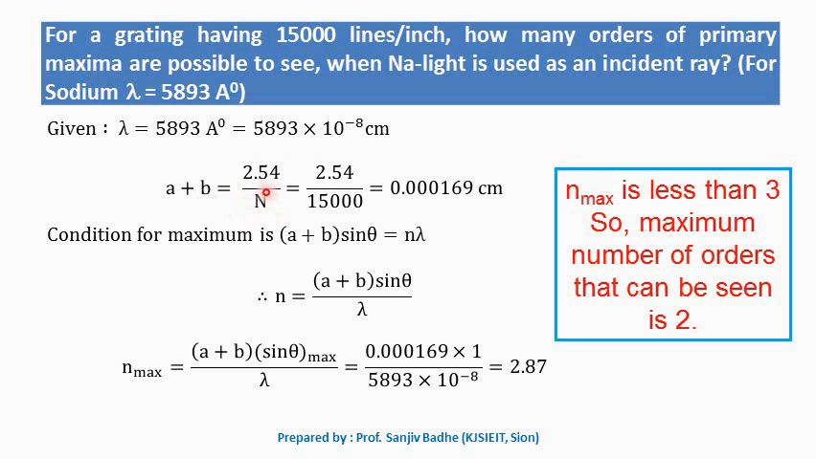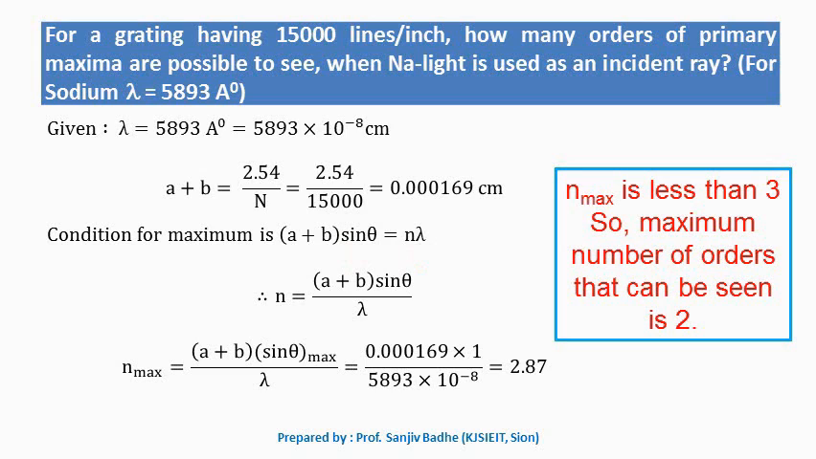N is given, number of lines per inch it is given. So we will calculate the grating element A plus B, which is equal to 1 upon N actually, but because N is given in number of lines per inch, we will divide by 2.54, because 1 inch is equal to 2.54 centimeters, and we can get the A plus B in terms of centimeters. So A plus B is obtained as 2.54 divided by 15,000, that is equal to 0.000169 centimeters.